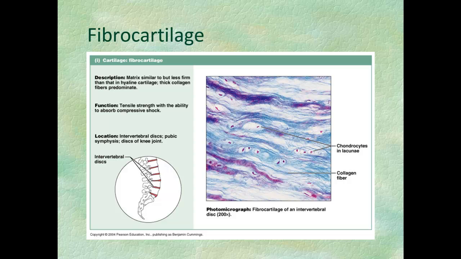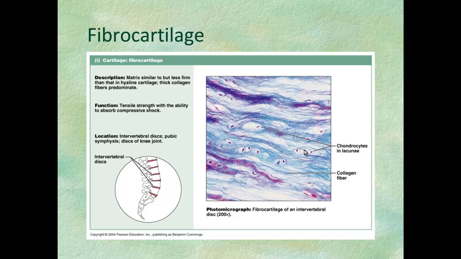Fibrocartilage contains lots and lots of very, very thick, tough collagenous fibers. And you can see them in this micrograph. There are these thick fibers running more or less parallel to one another, but not quite as highly organized as you might see in dense regular connective tissue.